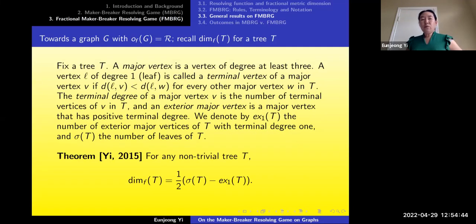This is a relevant result: the fractional metric dimension of a tree is the number of leaves minus the number of extreme major vertices of terminal degree exactly 1, divided by 2. So that's the relevant one. But next.